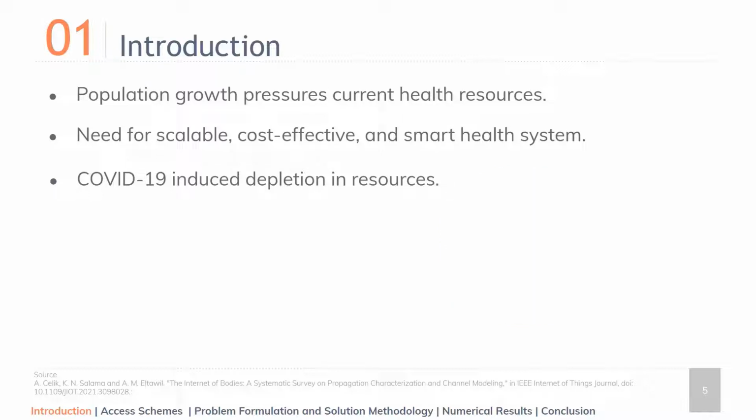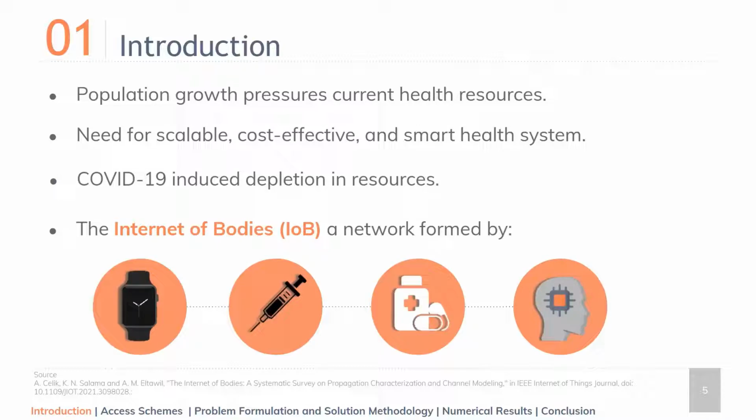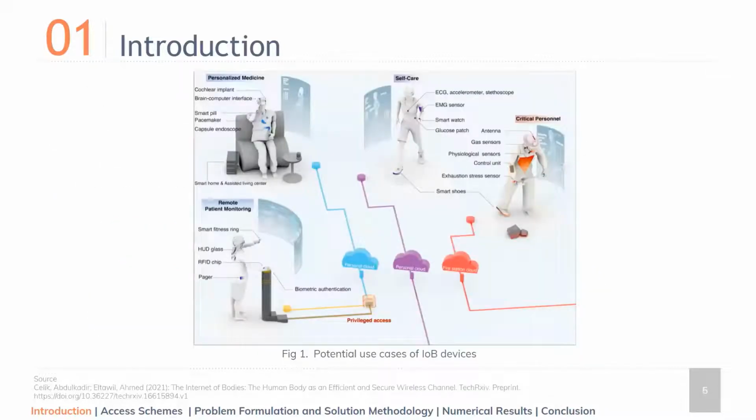As a proactive support for future healthcare systems, the Internet of Bodies is then introduced. The Internet of Bodies is a network formed by wearable, injectable, ingestible, implantable smart objects that can give an insight about the overall health of individuals in response to daily activities. And this information can be further communicated with health professionals if needed. Owing to the various IoB nodes that can be implemented, IoB can transform our perception of various sectors and applications, including personalized medicine, remote patient monitoring, self-care, and safety of critical personnel.